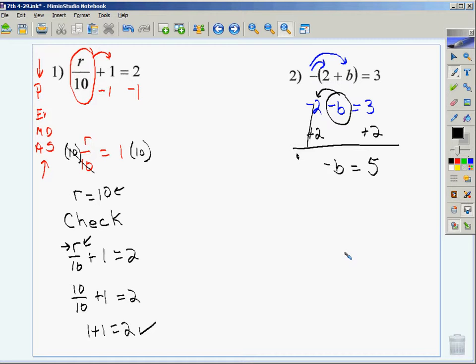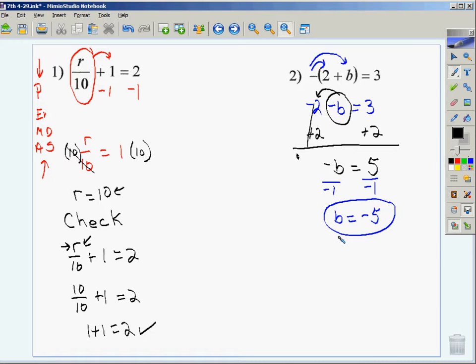No, is b by itself? What's in front of it? A negative. It's being multiplied by a negative. How do I undo multiplication? So I'm really dividing by a negative 1. A negative divided by a negative makes a positive. A positive divided by a negative makes a negative. So this is my answer. b equals negative 5.